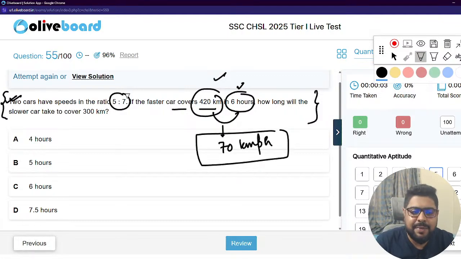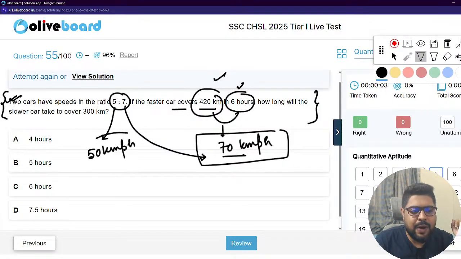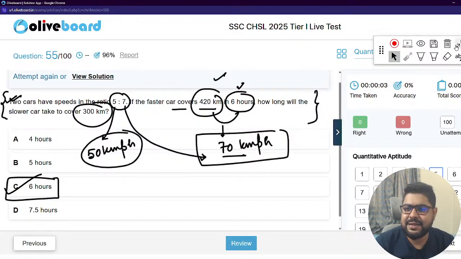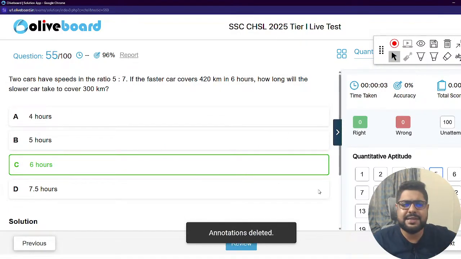The faster car, meaning 7 parts is the faster car. The speed ratio is given. So 5 parts will be what, sir? 50 kilometers per hour. Now, how long will it take to do this? 300 by 56 hours will be the answer, option C. It is a 10 seconder, sir. Clear, everyone? Very, very simple.